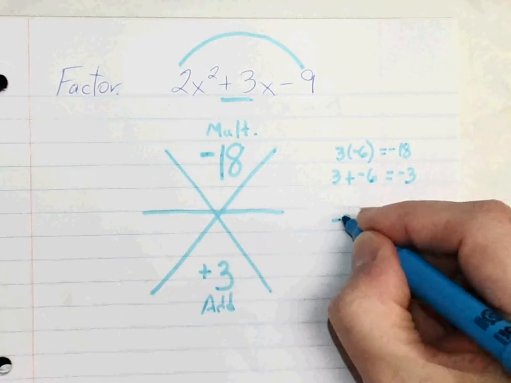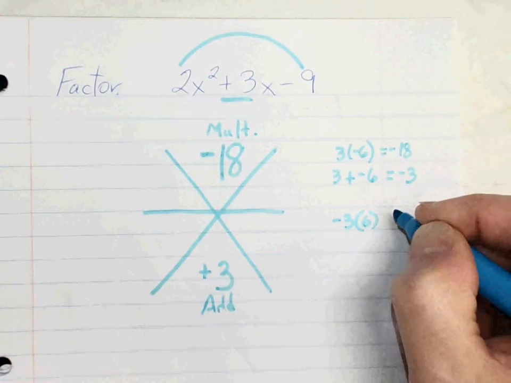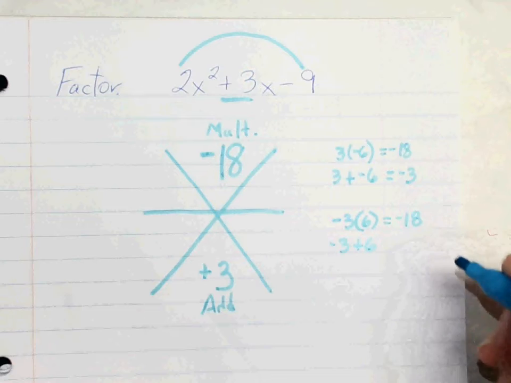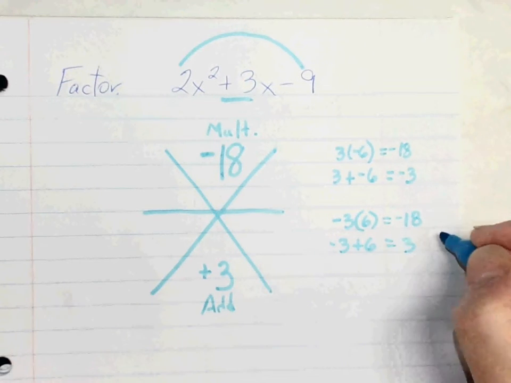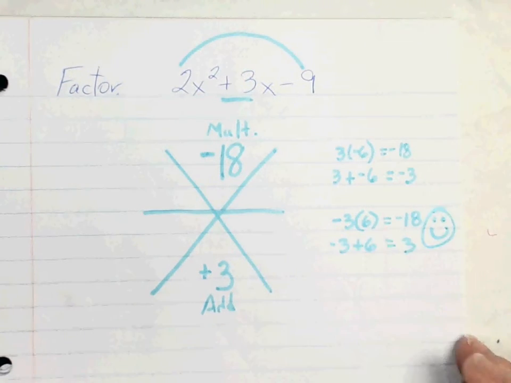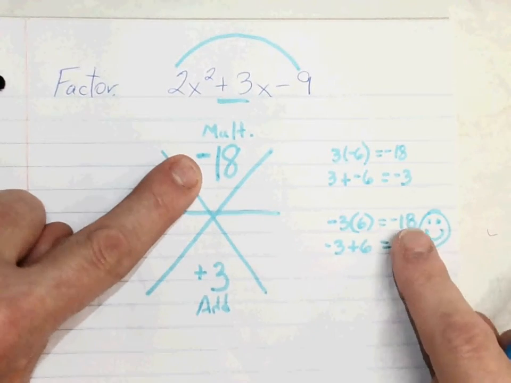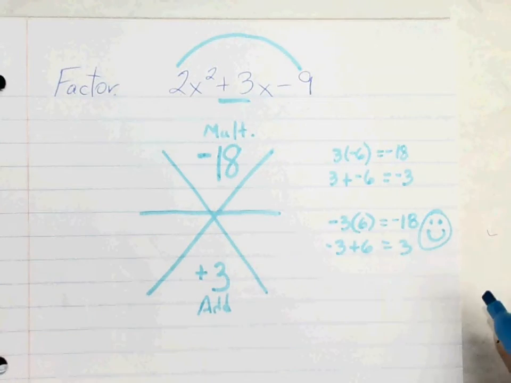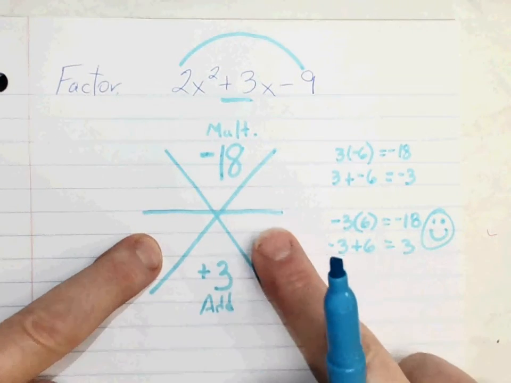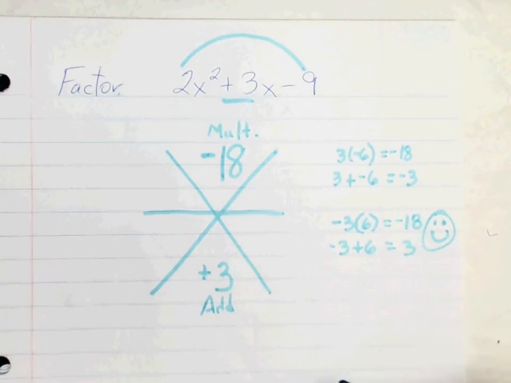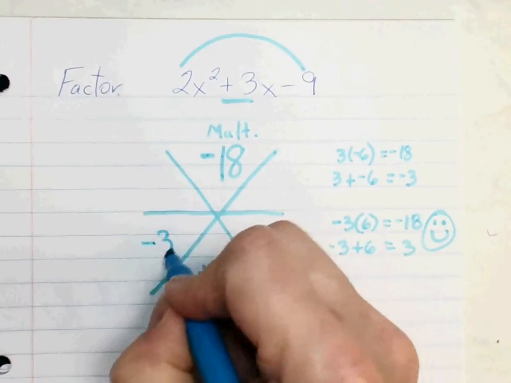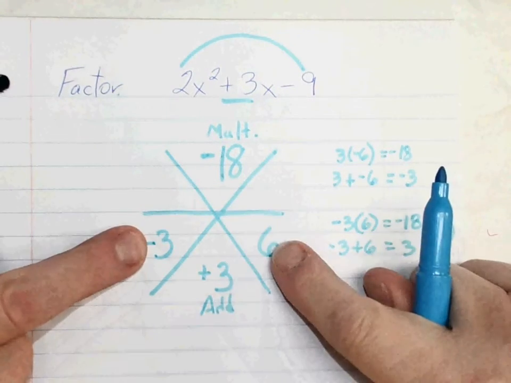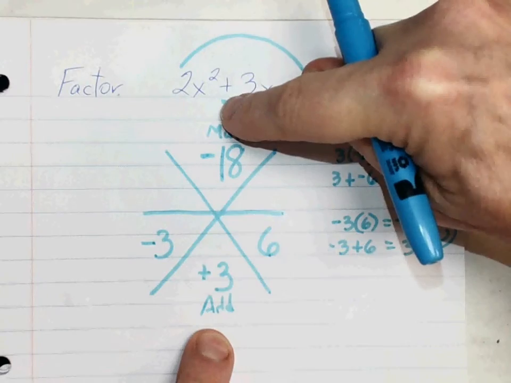Okay, so if I do a -3 times a +6, I get -18. And if I add a -3 plus a +6, I get a +3. This is the combination that I want because it does two things. These two numbers multiply to a -18 and add to 3 at the same time. Now, it doesn't matter where you put the 6 and the -3, potato, potato. I'm just going to put a -3 here, and I'm going to put a 6 here. Those are the two numbers that fulfill the north-south requirements.